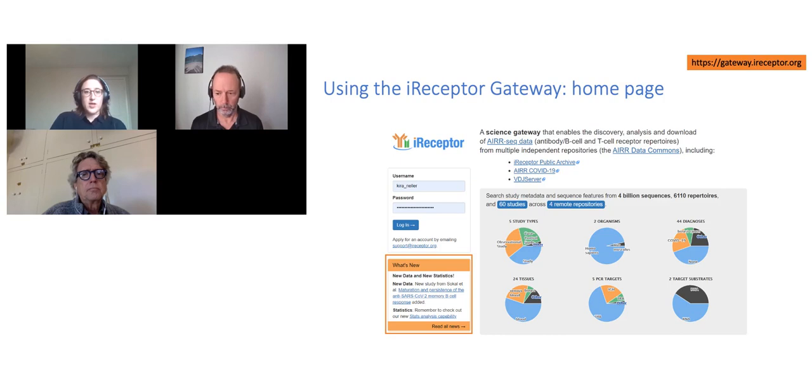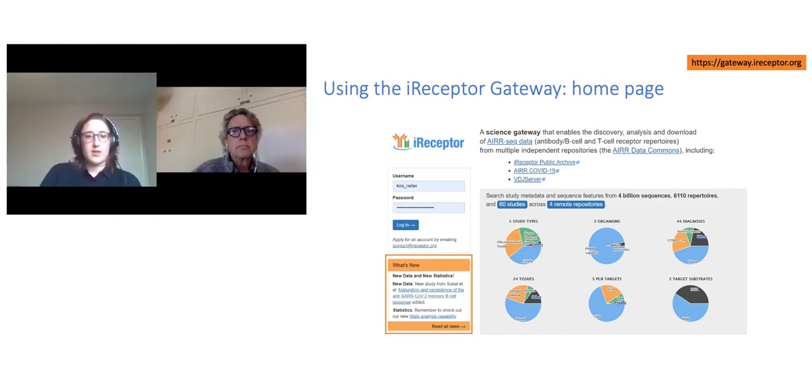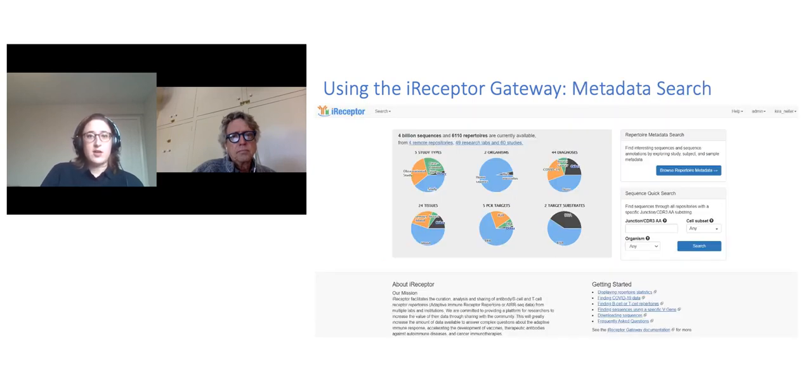So back at the homepage, we also have a little What's New panel where we announce new data that has been loaded into the AIRR Data Commons, as well as new features that we want to alert you to. So for example, here, the statistics feature. In order to access the gateway, you require a username and password. You can get these by applying for an account by emailing support@AIRRreceptor.org. Once you have this information, you can then log in.